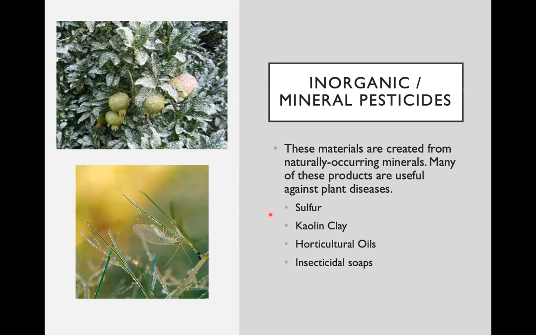Kaolin clay, that's what's actually shown in this picture here. It's a natural white material that's produced just from weathering of rocks with aluminum silicate. So it's actually just spraying your plants with clay. And it's often used at pretty high rates to protect crops from heat stress. So it's white, so it reflects light and it keeps your plants from getting sunburned.